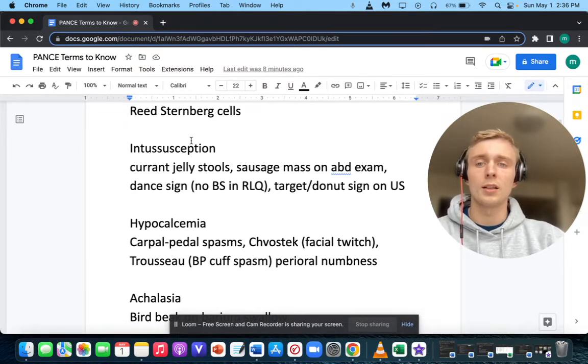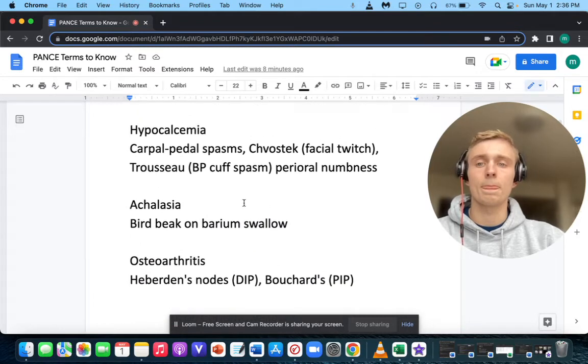So very colicky, intussusception. So if they have carpopedal spasms or Chvostek sign, which is a facial twitch, or the Trousseau sign, which is the spasming of the blood pressure cuff, and perioral numbness, what does that make you think of? Hypocalcemia. What would we see in hypercalcemia? That would be the stones, bones, abdominal groans, psychiatric tones, etc.